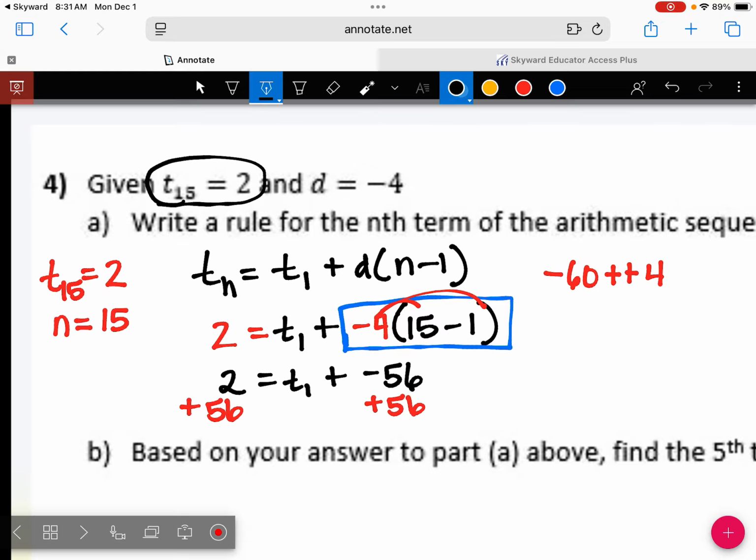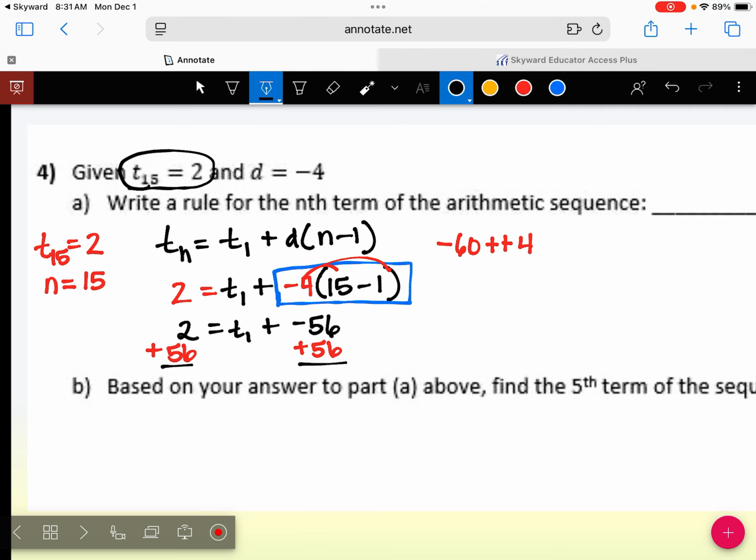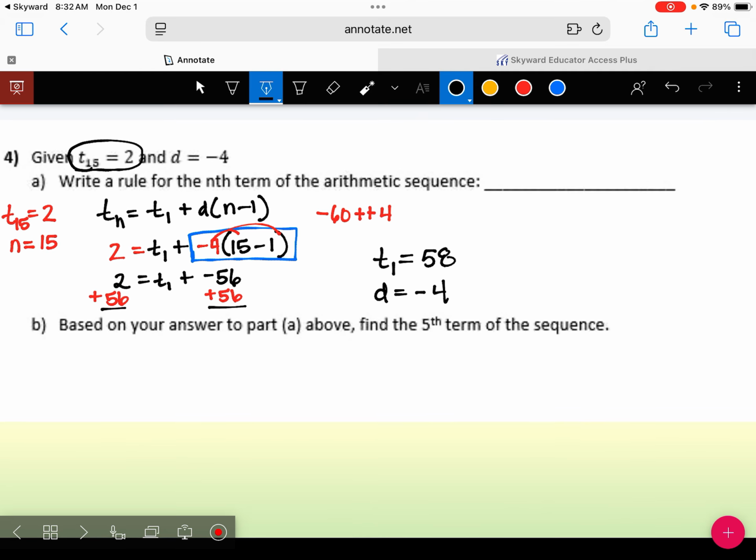So what do we get for our first number? What's 2 plus 56? 58. So now I know that T1 is 58. And I already know my common difference is negative 4, so I can write the rule. The rule would be T sub n equals 58 plus negative 4 times n minus 1. And yes, you can put a minus 4 instead of plus a negative. So this sequence is starting at 58 and it's going down. The first number is 58.